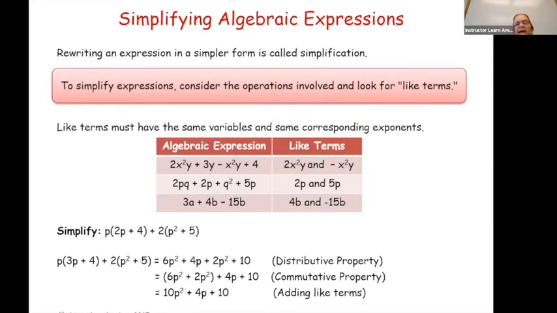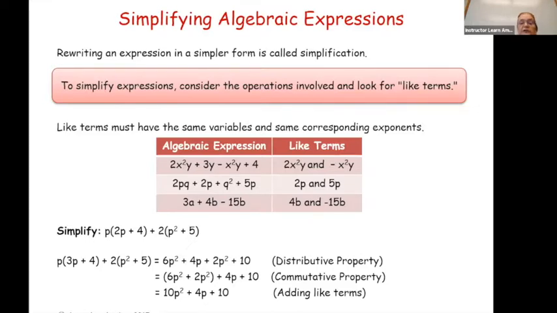The next thing we're going to look at is ways in which we simplify algebraic expressions. If we rewrite an expression in a simpler form, we call this simplification. If we want to simplify expressions, we have to consider what operations are involved and look for like terms. Like terms are terms that have the same variables and the same corresponding exponents. Only like terms can be combined by addition and subtraction.